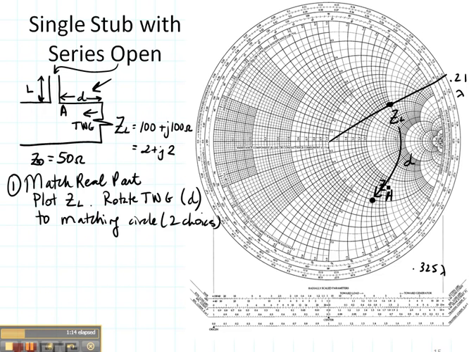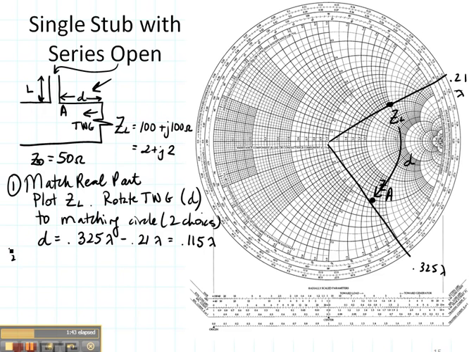Now let's see what distance I actually rotated. I'm going to draw a line through the center of the Smith chart out to the outside edge so that I can calculate distance. I'm going to read off this value, which is about 0.325. I started out at 0.21, so my distance d is 0.325 wavelengths minus 0.21 wavelengths, so my distance d is about 0.115 wavelengths long.